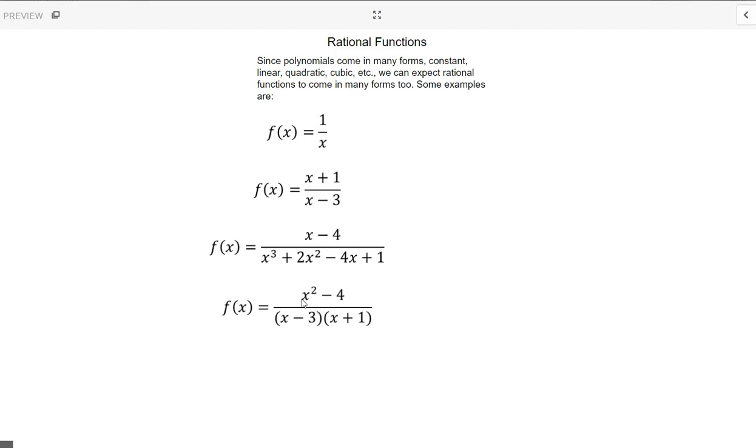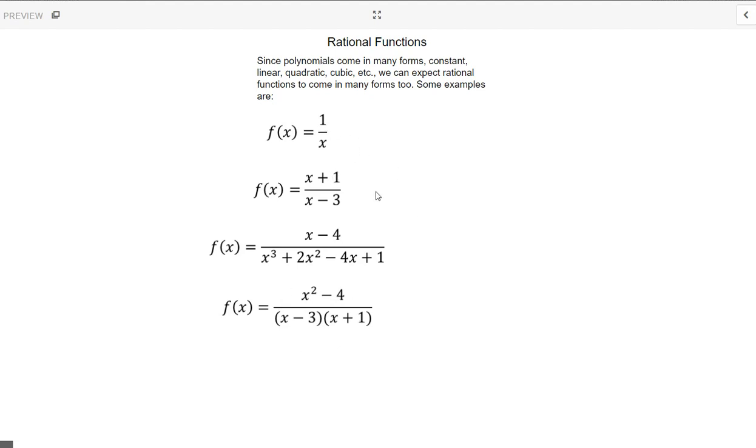Down here, we have a polynomial x squared minus 4, so that's a degree 2 polynomial. And here we have another degree 2 polynomial, although it's kind of hard to tell because it's been factored. But if we multiply these together, we'll get something like x squared minus 2x minus 3, I believe. Hopefully I didn't mess up that mental math. But yes, this is a polynomial divided by a polynomial, so this is a rational function also.